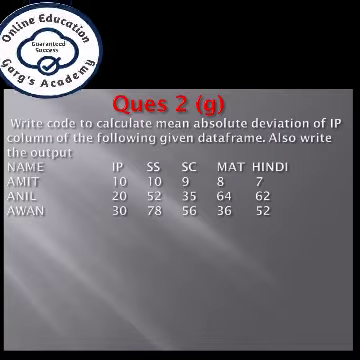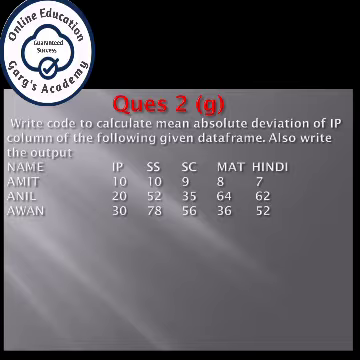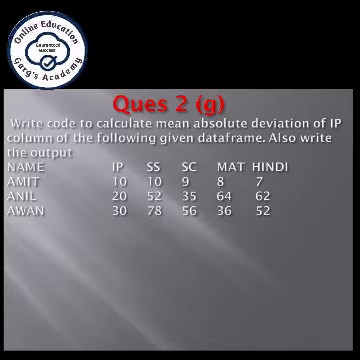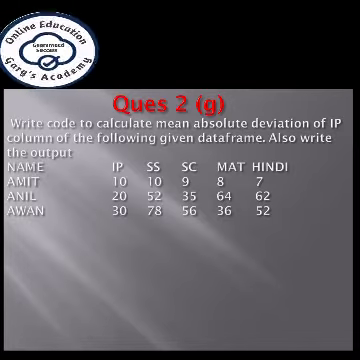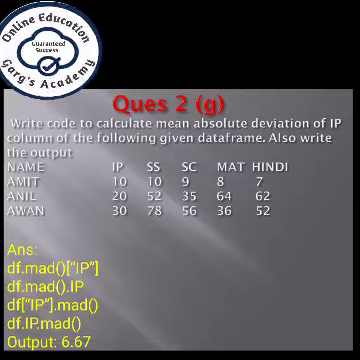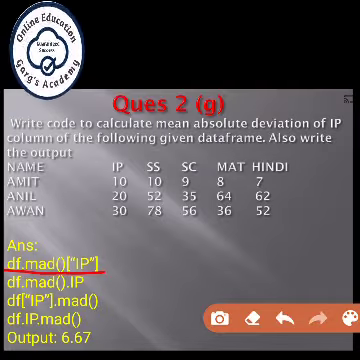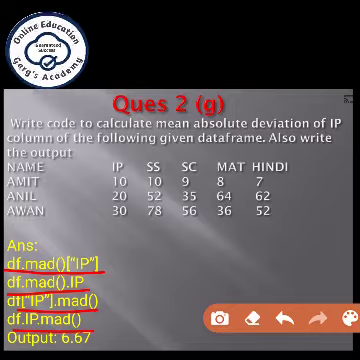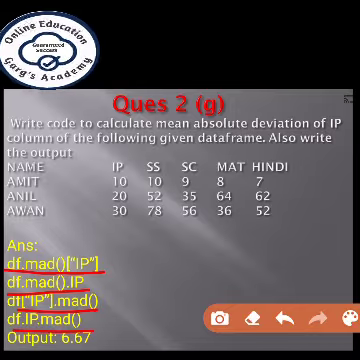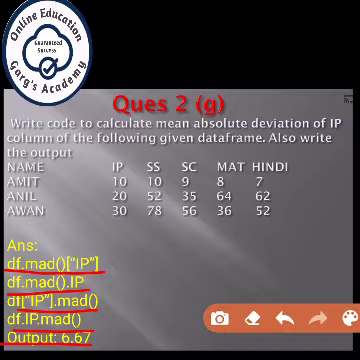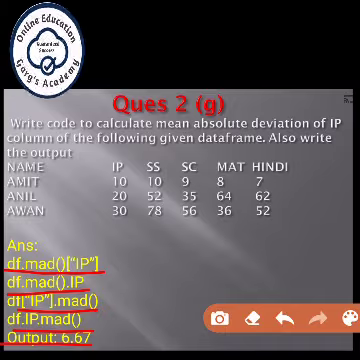Next question, question second G part. Write code to calculate mean absolute deviation of the IP column of the following given data frame. Also write the output. Now you can use the mad function for this purpose in 4 possible ways. We already had covered all of them. And what will be the output? Output will be 6.67. Now how will this output come?